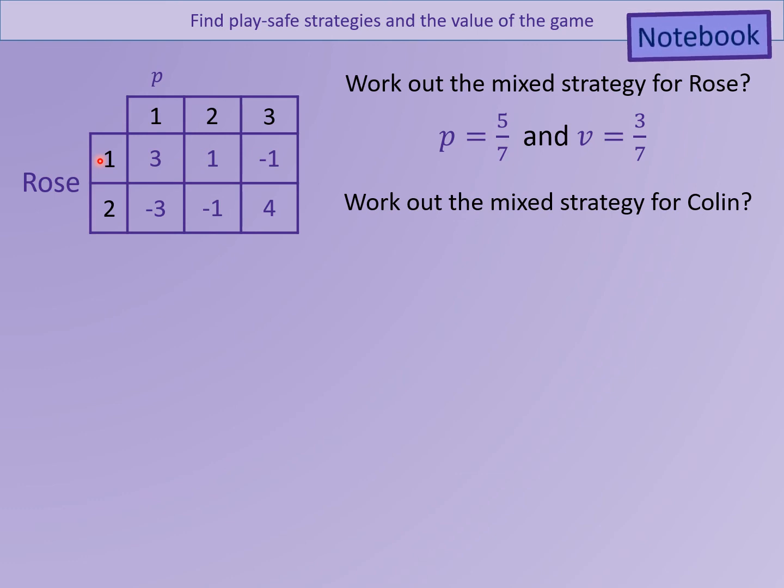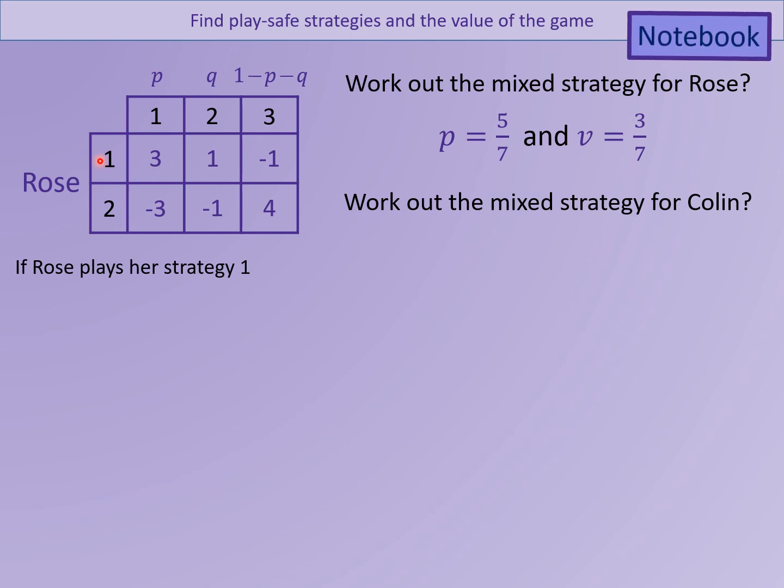A second way is not to use the graph that was previously drawn, and instead to assign two probabilities. So Colin will play option 1 with probability P, option 2 with probability Q, and then because all three probabilities need to add up to 1, option 3 with probability 1 minus P minus Q. We're then going to calculate each of the expected outcomes.